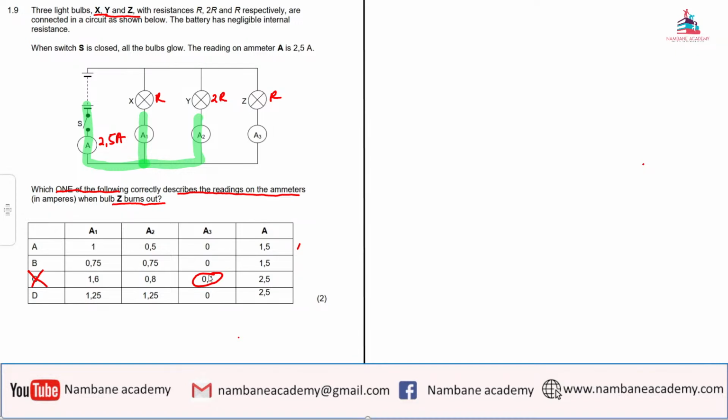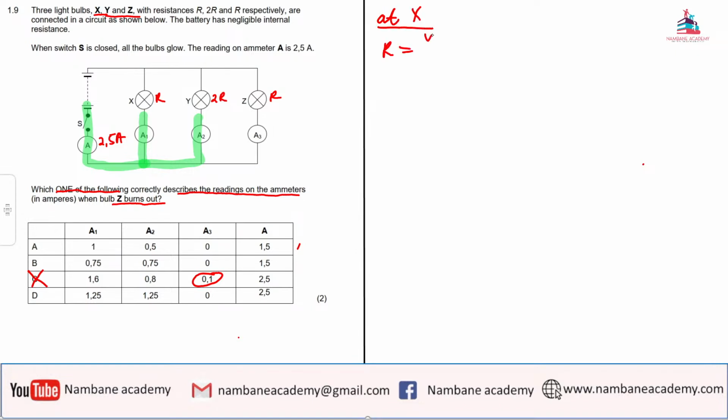The current passing at X should be greater than the current passing at Y. Why? Because the resistance of Y is 2 times that of X. I want to do it in a form of explaining in terms of the calculation. Where am I? I am at X.